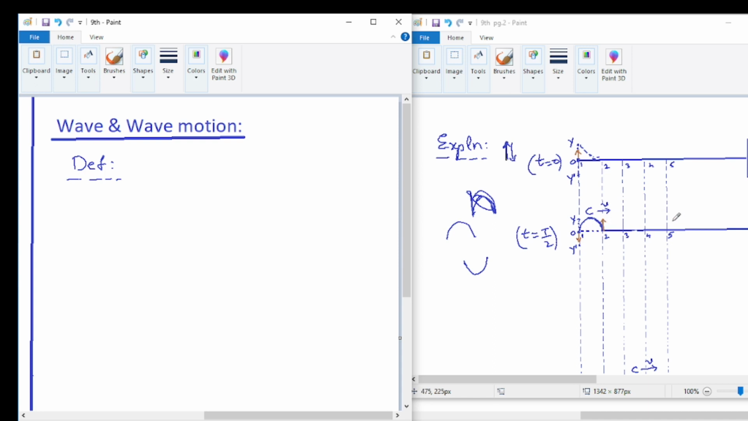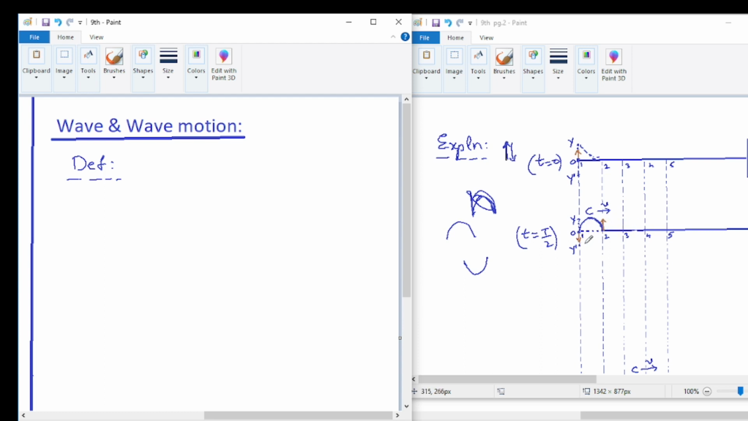The crest actually starts moving. So at any time greater than T by 2, where will be the crest? It will not be here, because it starts moving with a definite velocity. It will be occupying a new position, somewhere between 4 and 5 or between 5 and 6. Anywhere it can be present depending upon how much time we are giving it. More time means it travels more distance, less time means less distance, because it travels with a fixed or constant velocity. So the diagram exactly looks like this.